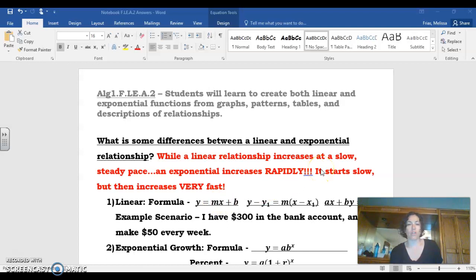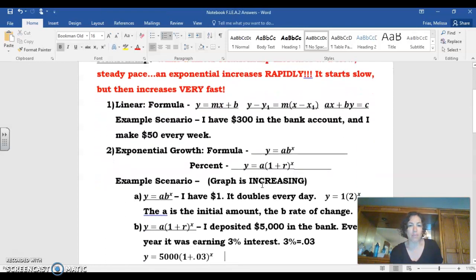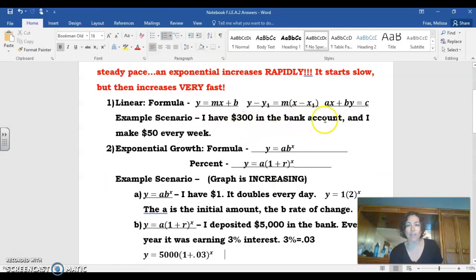So for example, if I had, let's see, my example right here, I have $300 in the bank account and I make $50 every week. That's actually this equation that it would be plugged into, where the 300 would go in right here for b, and the 50 is the slope. It would go in right here before the x. So it would be y equals 50x plus 300.